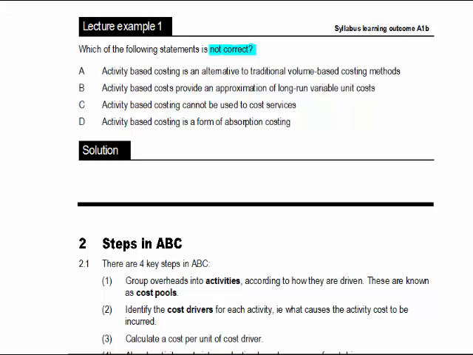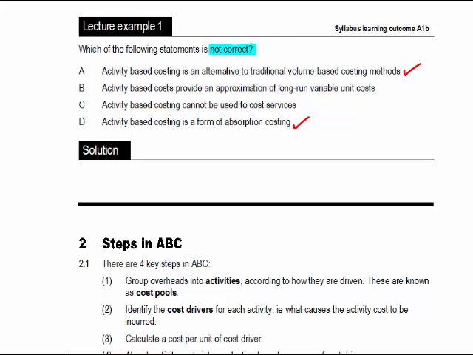So let's think about statement A. Activity-based costing is an alternative to traditional volume-based costing methods. And the answer to that is yes, that's fine, that's good. It is, all we're doing is extending the range of cost drivers that we use. So it is just an alternative. It's a different form of absorption costing. And that also takes us down to D, which says exactly that. Activity-based costing is a form of absorption costing. So both A and D are correct.